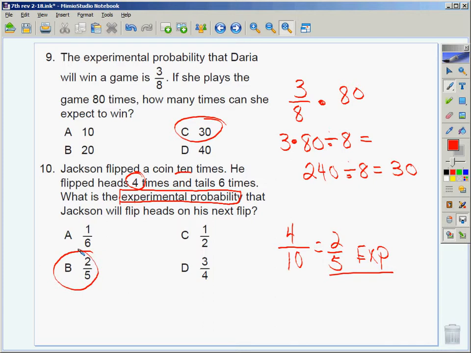If I was talking about the theoretical probability, theoretical means equal chances, the theoretical probability would be 1 out of 2. So make sure that if you're doing something that says experimental, that you're using the data from the experiment to do your calculations of the probability.